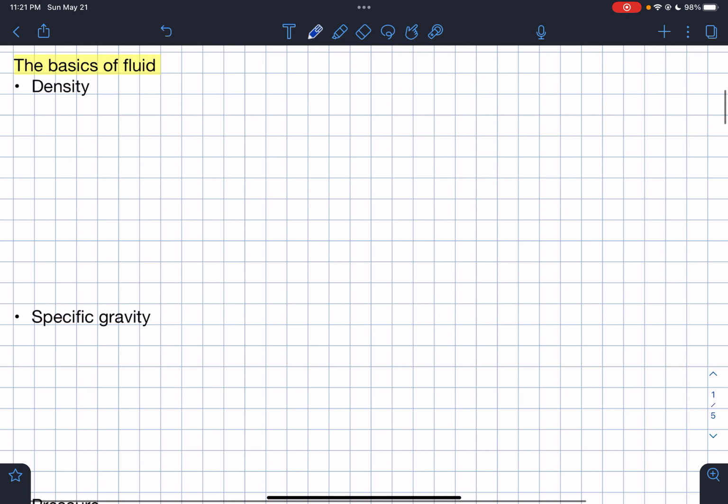Okay, so first off, what is fluid? Fluid is basically any substance that can change its shape to correspond to that of the container that it is put into, right? So according to the definition, fluid really includes both liquid and gas, okay? Not just liquid, but also gas, right?